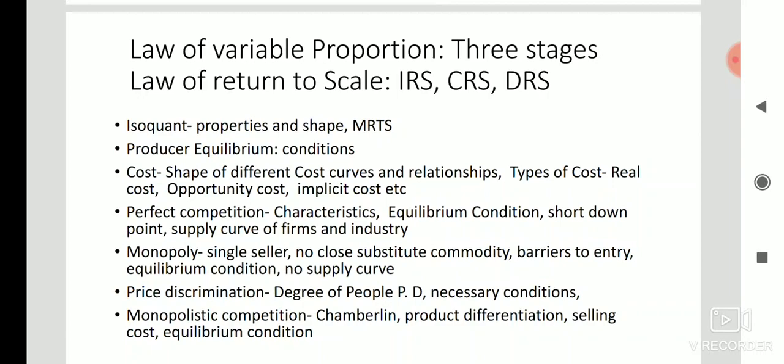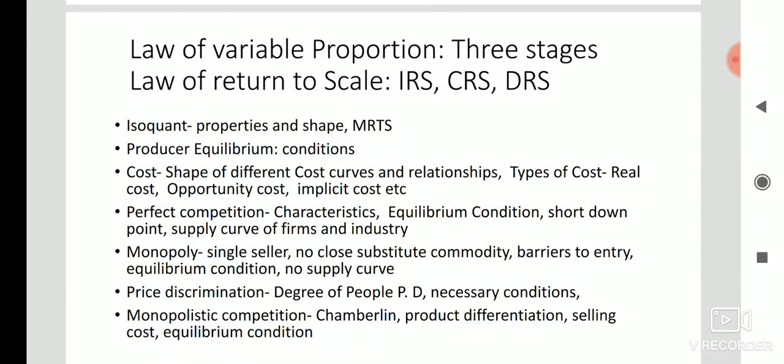Now next, coming to production, the law of variable proportion. Most of the time, if you get any question from the law of variable proportion, it will be related to the stages of production. In the law of variable proportion, there are 3 stages of production known as the stage of increasing return, the stage of decreasing return, and the stage of negative return.